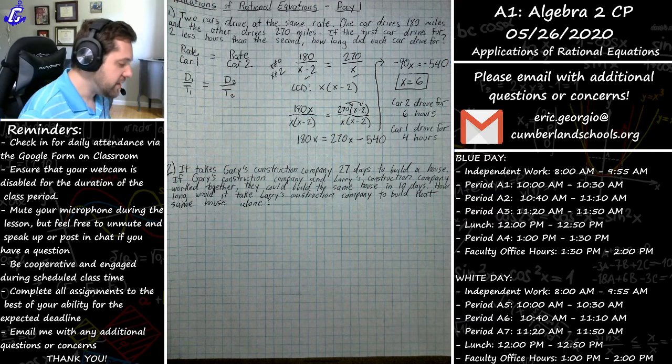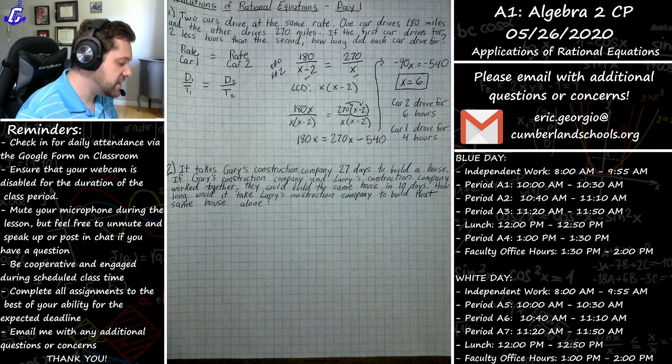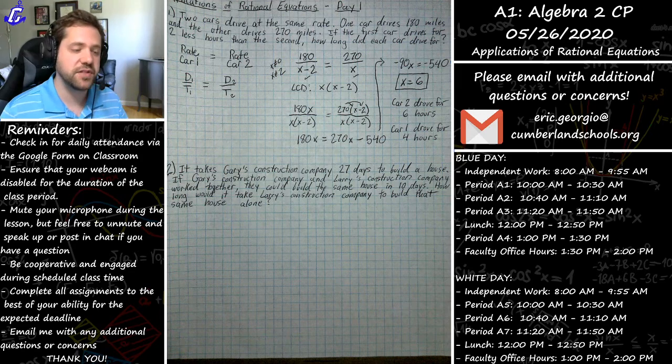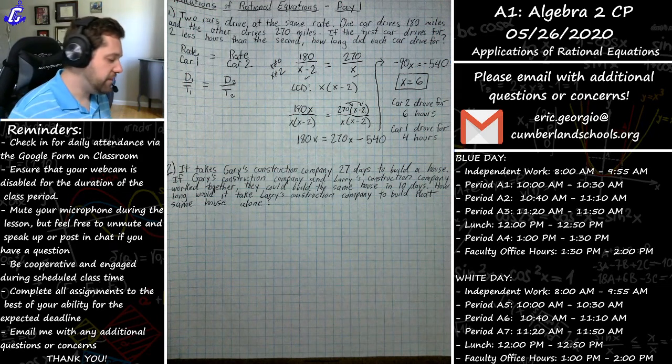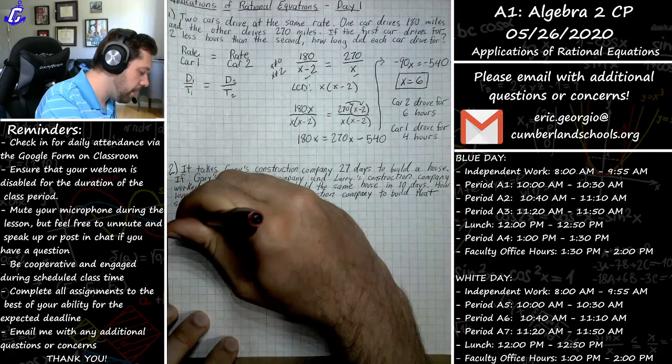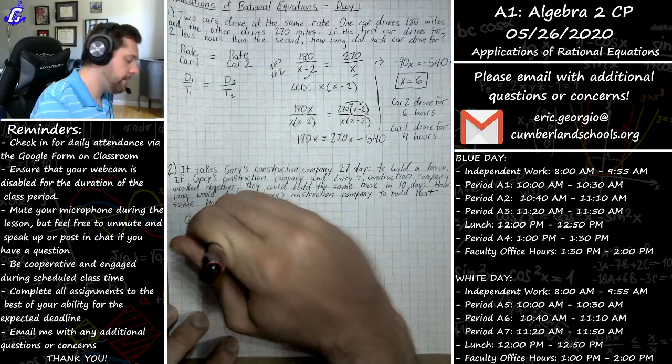Ready? It takes Gary's construction company 27 days to build a house. If Gary's construction company and Larry's construction company worked together, they could build the same house in 10 days. How long would it take Larry's construction company to build that house alone? All right. So this requires a little bit of thought. Notice we have Gary and we have Larry. Okay.